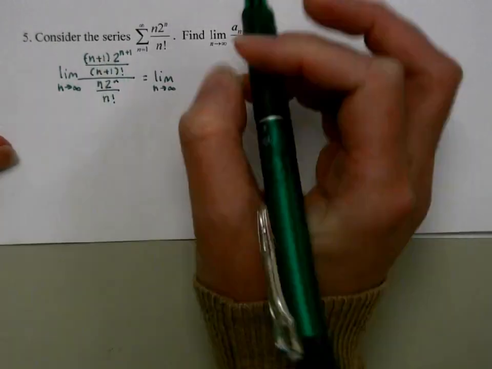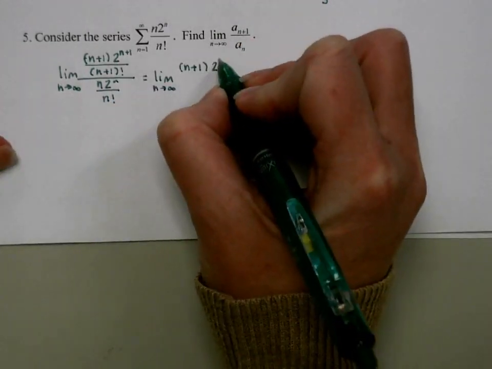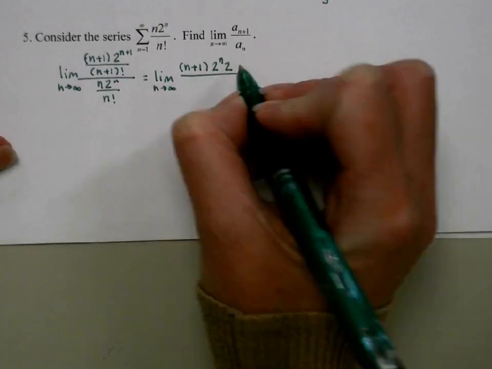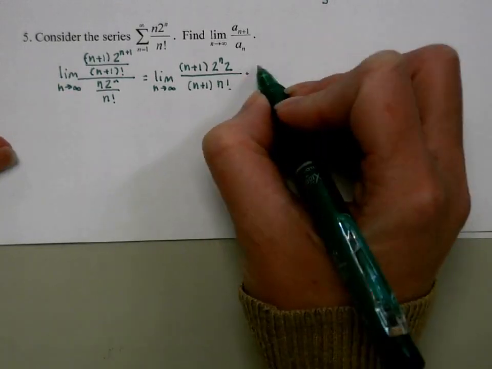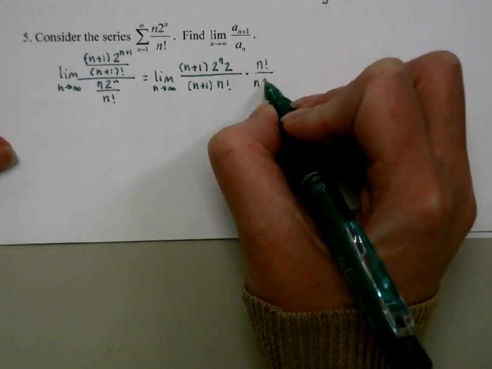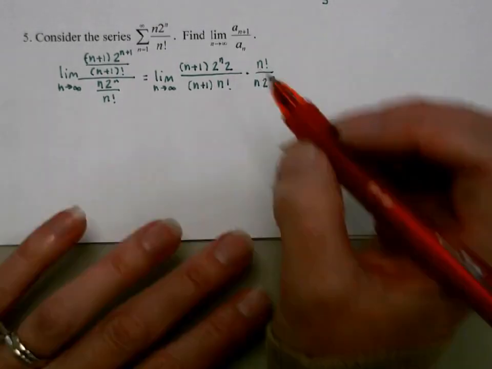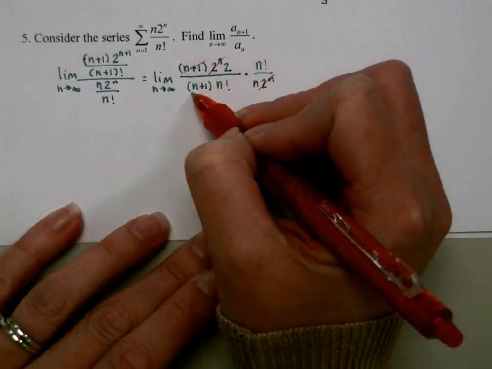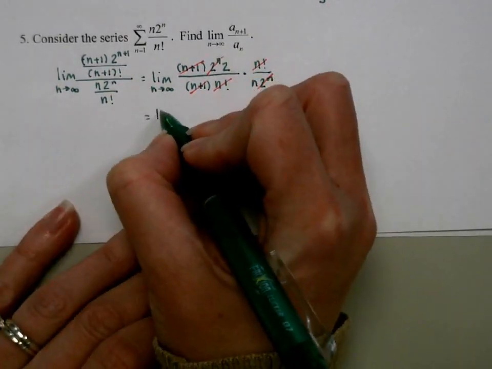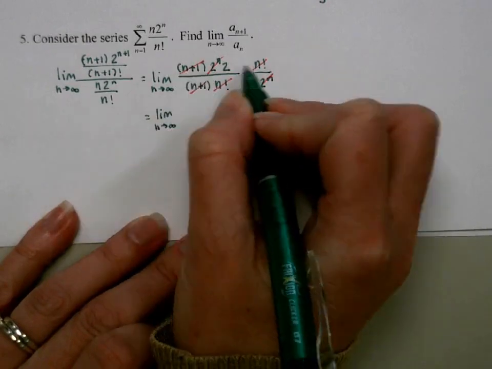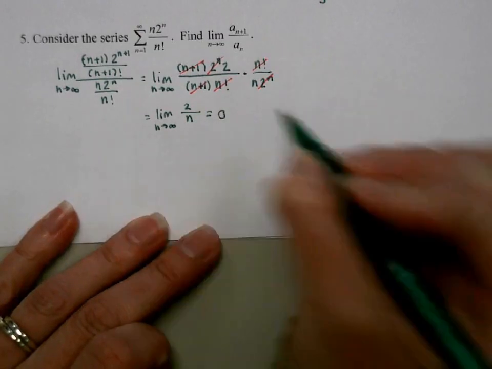n plus 1 is just going to stay n plus 1. Not a whole lot we can do right now. 2 to the n plus 1 is the same as 2 to the n times an additional 2. (n plus 1) factorial is n plus 1 times n factorial. And we'll multiply by the reciprocal. Then we look at the stuff that we can cross off, which always tends to be a lot with these. The 2 to the n's cancel, n plus 1's cancel, n factorials cancel. So the things that made the cut here: on top I've got this 2, on the bottom I have n. This limit as we go to infinity is 0.